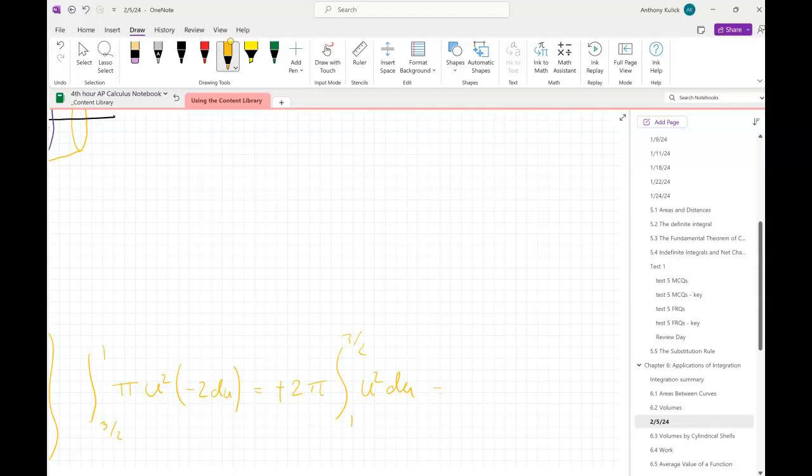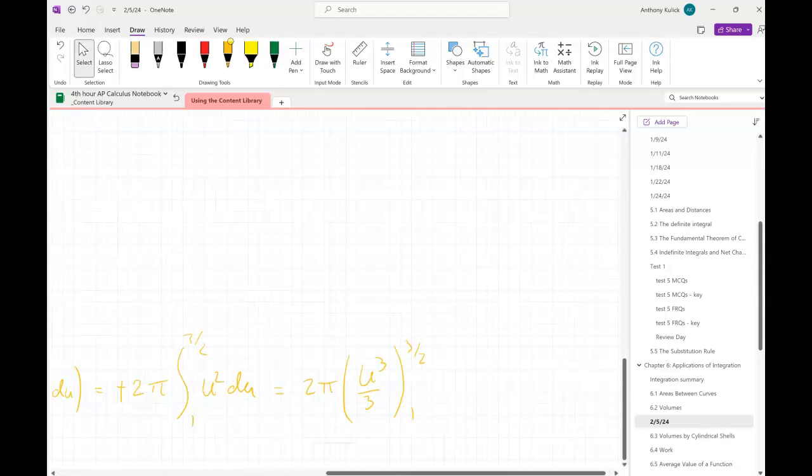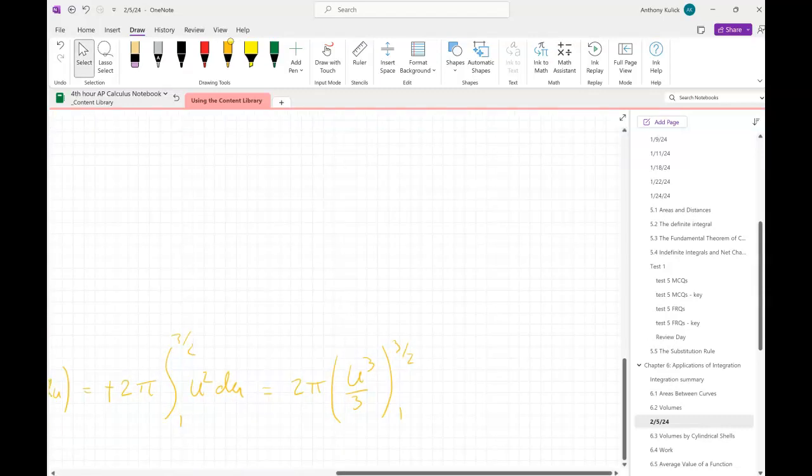Okay, what do we do next? Not yet, because we haven't done an antiderivative. Right? What's the antiderivative of u squared? Good. And now we can sub in, right?